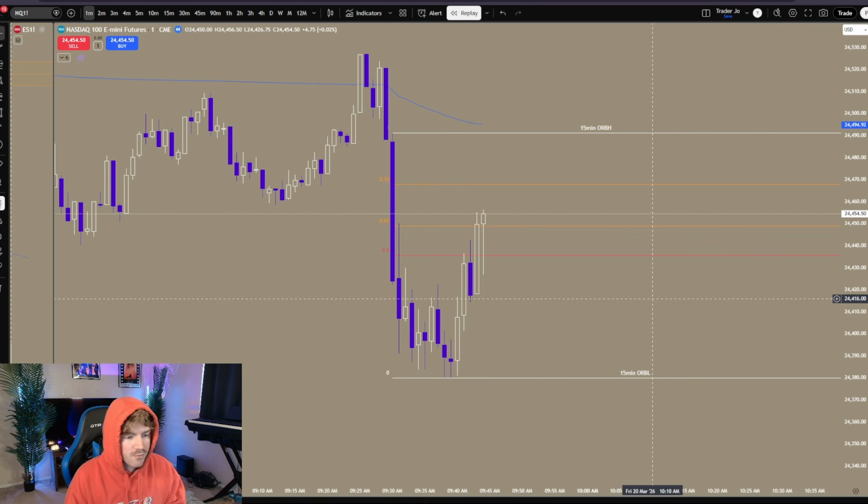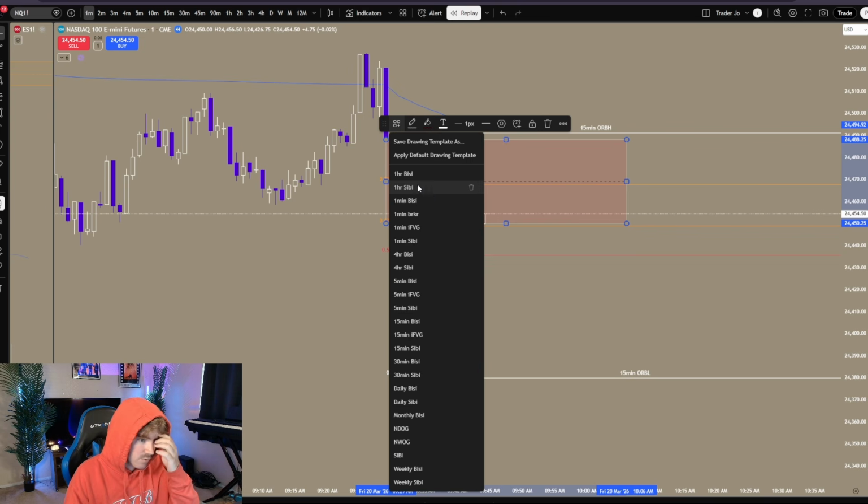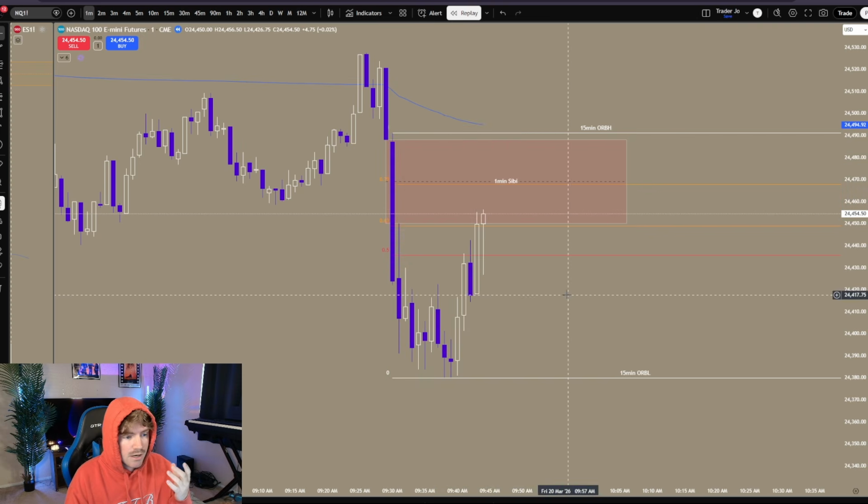So the first option, option number 1, would be the most aggressive ORB trade that you could take here, and that would be just a fair value gap and 50% retracement of the range. So right here, you can see that we have this 1-minute SIBI. We're also, if you remember, in that 5-minute SIBI as well. So now we have two bearish fair value gaps that we're sitting in, in the premium of the range.